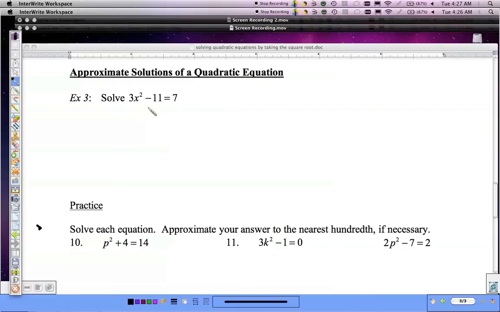The first thing we're going to do, of course, is just solve it like any other equation and add 11 to both sides. So I have 3x squared is equal to 7 plus 11, which is going to be 18. And then I want to divide by 3 on both sides. So I just have x squared is equal to 18 divided by 3, which is 6.